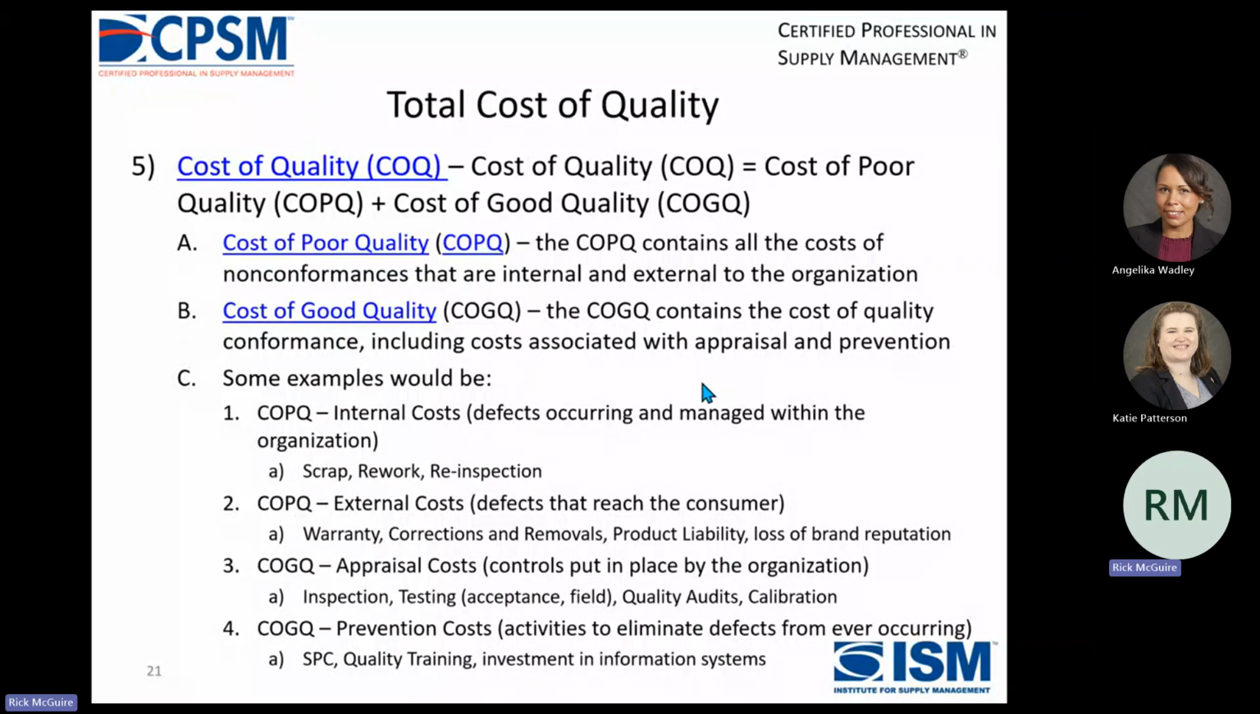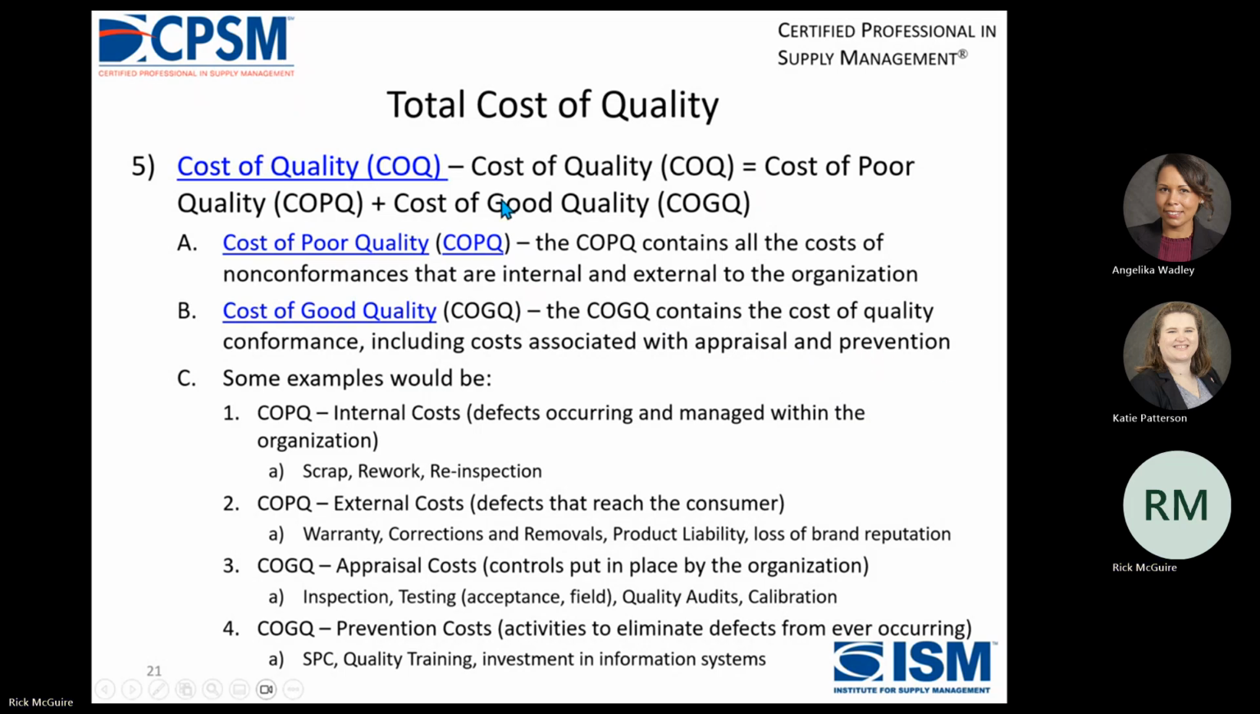So we're going to finish up with continuous improvement stuff today. First at the top of the list is the total cost of quality. So there's some things that are the cost of quality. It's basically the cost of poor quality plus the cost of good quality. And poor quality, costs of non-conformers, they're both internal and external costs. And the cost of good quality contains the costs associated with appraisal and prevention, which, okay, I would count those in poor quality because otherwise you wouldn't need them.